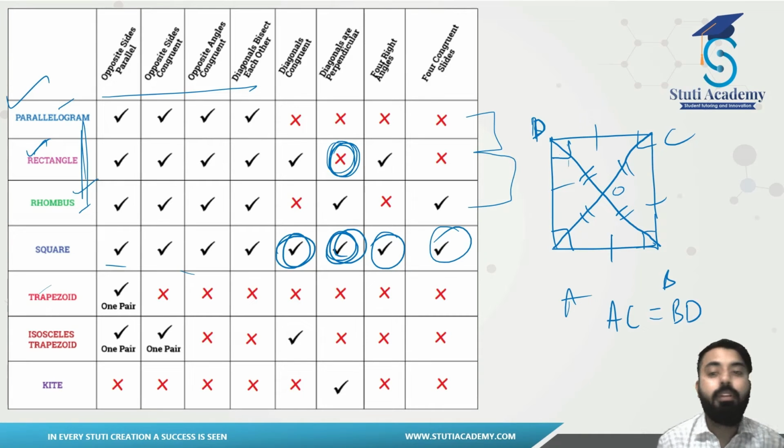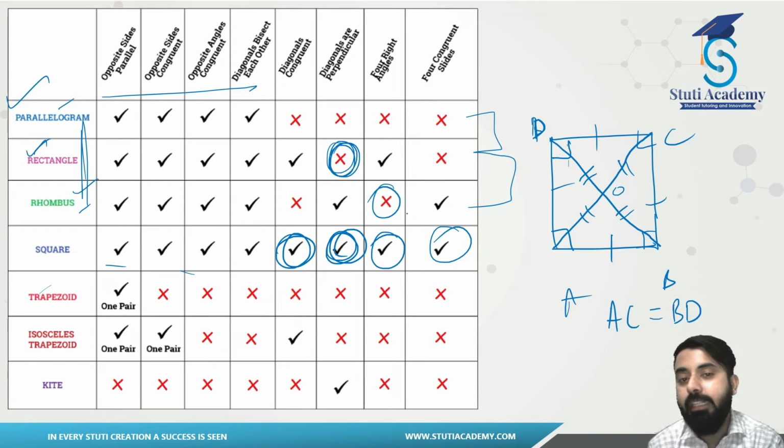In case of a rhombus, opposite angles are equal. Remember, opposite angles are equal. No angle is 90 degrees. So see, 4 right angles are not present in this case. Only in the case of a rectangle and a square are 4 right angles present. So I hope you are able to understand the difference between the major 4 types of quadrilaterals.